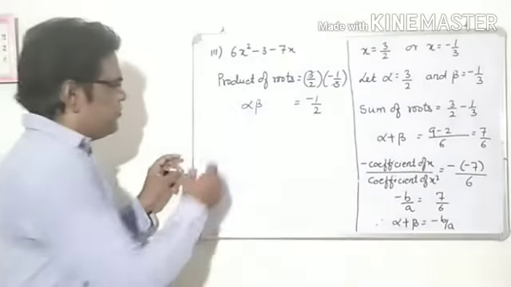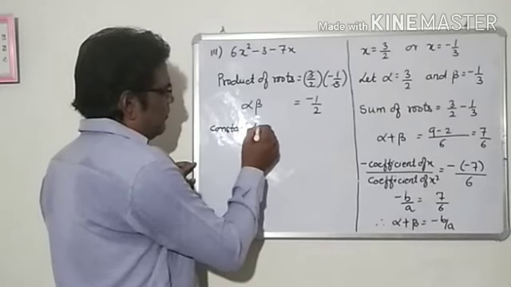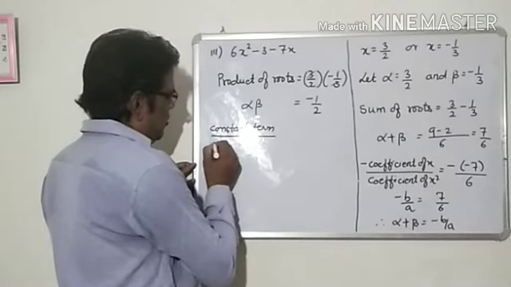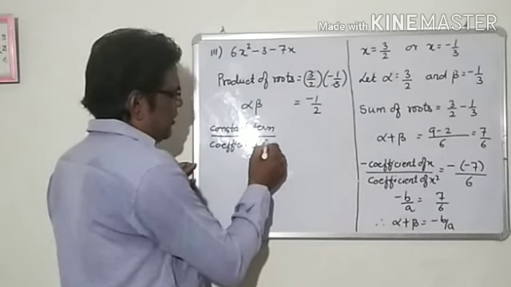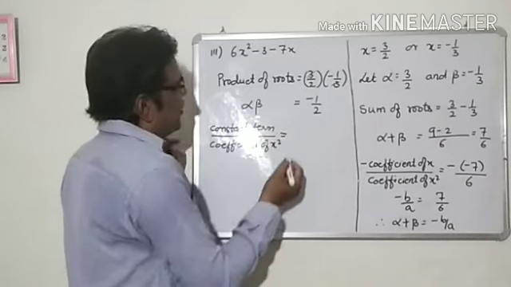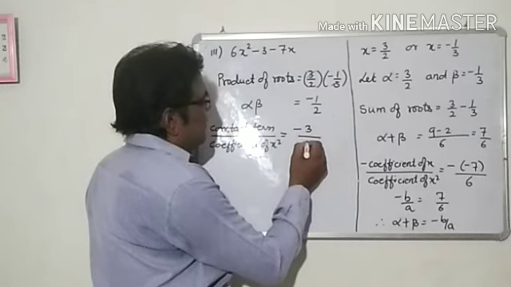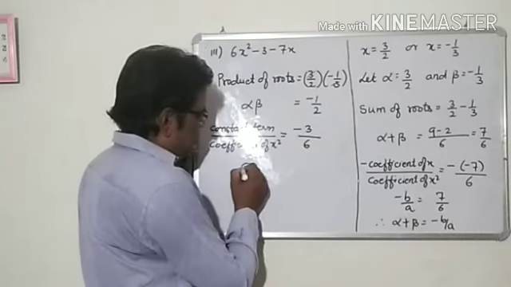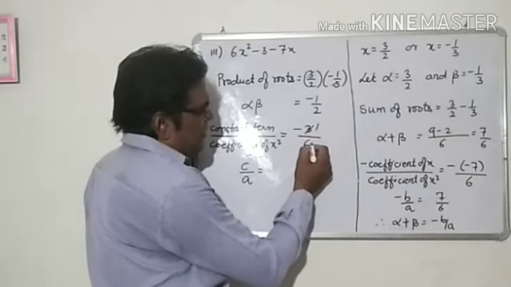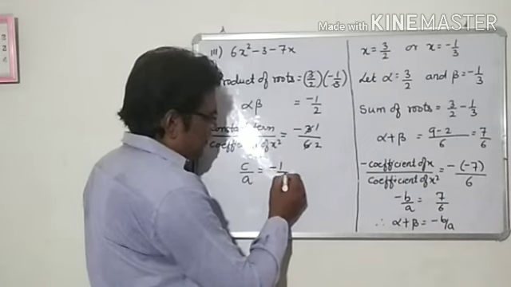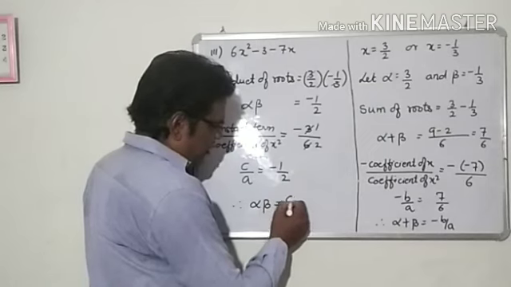Now let us check with the coefficients. So this is the constant term upon the coefficient of x square. The constant term is minus 3 here, and the x square coefficient is 6. So c upon a equals minus 3 upon 6, which is minus 1 upon 2. So we write, therefore, alpha beta equals c upon a.